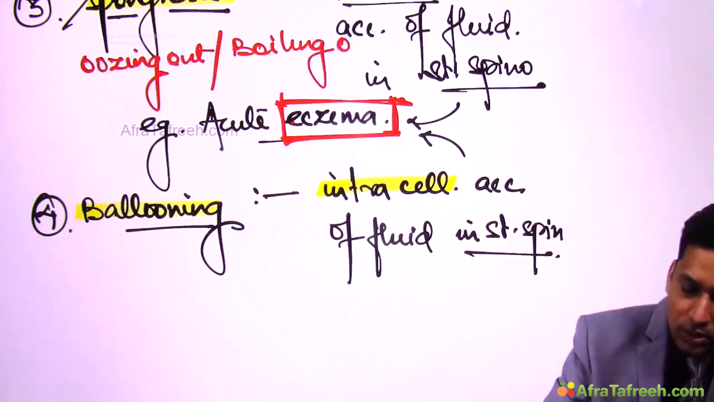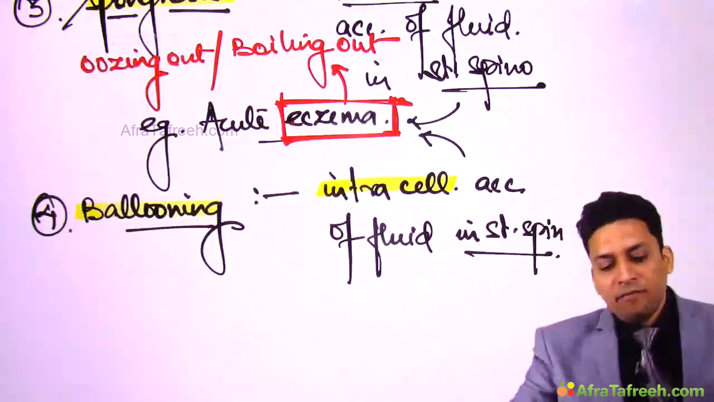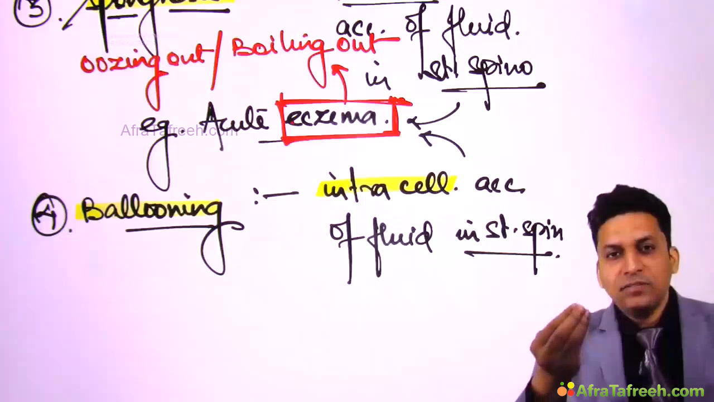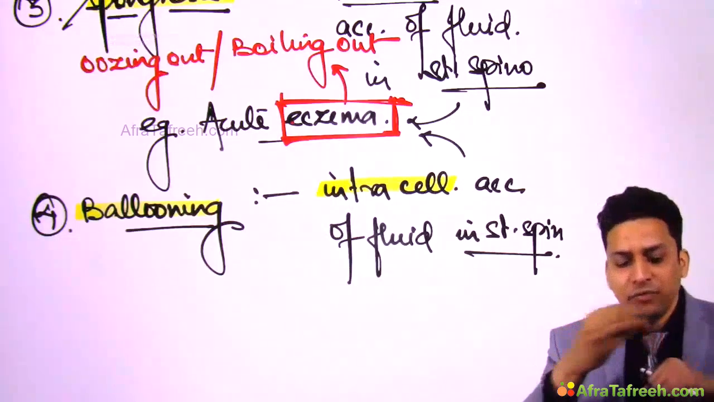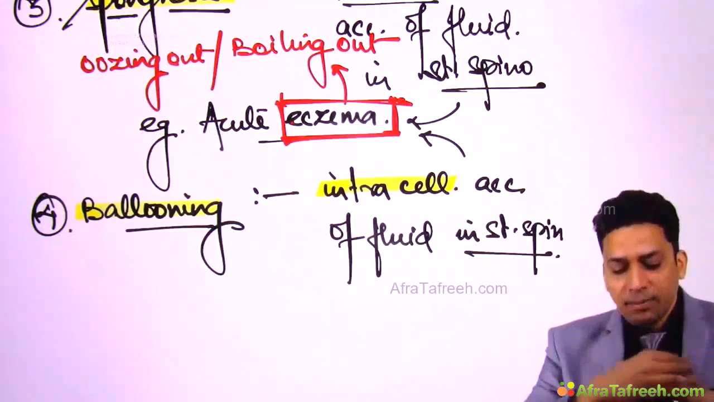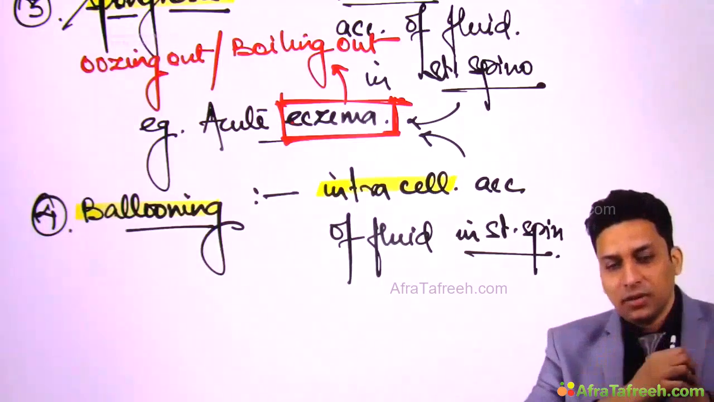So this term eczema means boiling out or oozing out. Why? Because of the lesions of eczema, which are oozing out lesions. When you see the eczema lesions, you will find that there is some fluid coming out from the lesions. These are oozing out lesions. These are wet lesions. So now you know why the eczema lesions are wet.